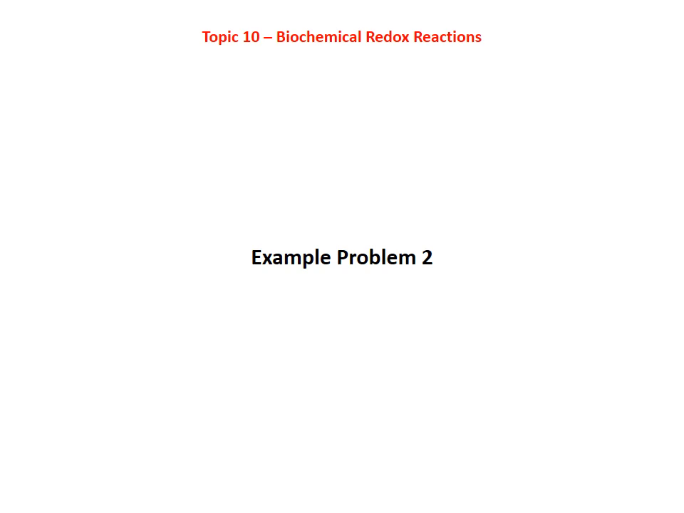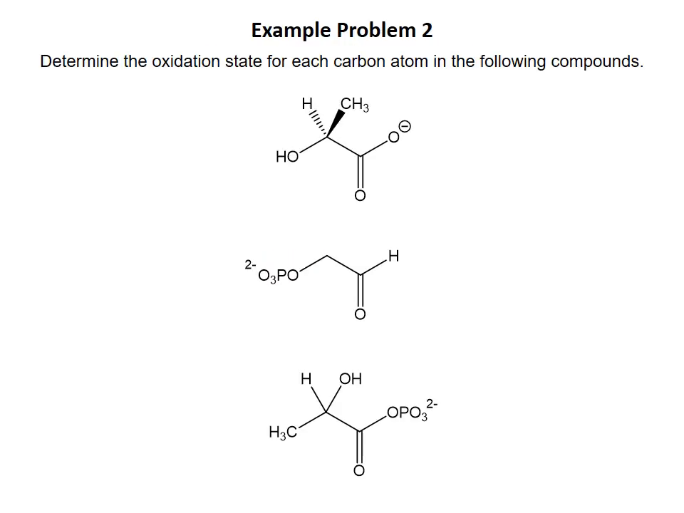This is example problem 2 from topic 10, biochemical redox reactions. So for this problem, determine the oxidation state for each carbon atom in the following compounds.